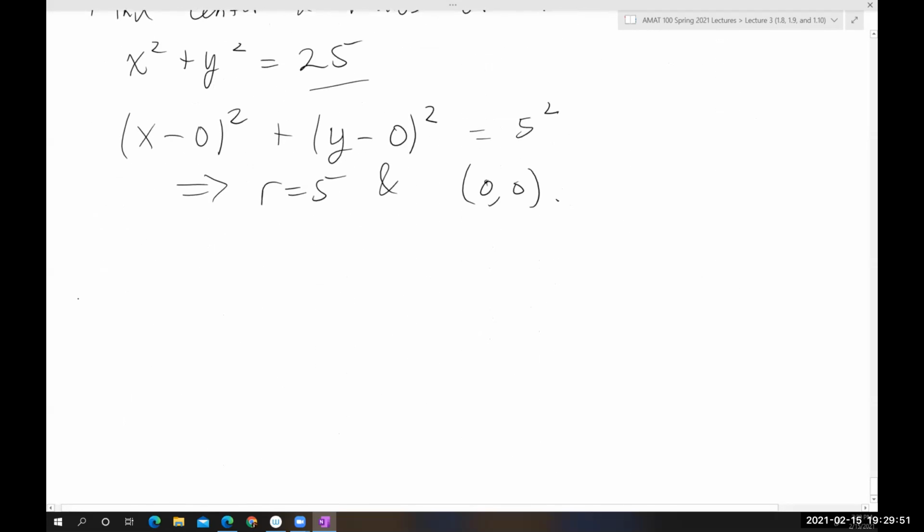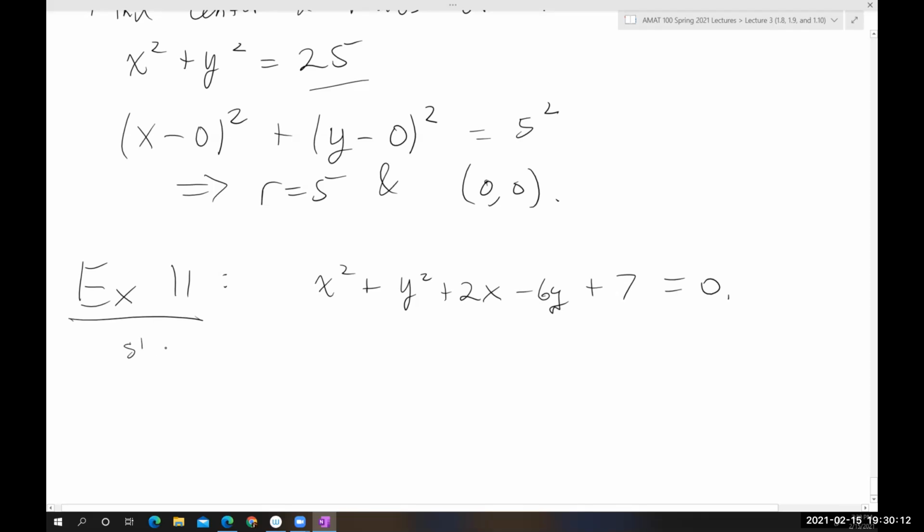This is example 11, and in this example we're given an equation. It is a circle, but it's not obviously the equation of a circle. We need to manipulate it a little bit. So show that this thing right here represents the equation of some circle. Well, the idea is to use completing the square.